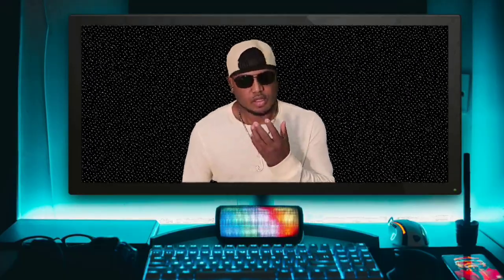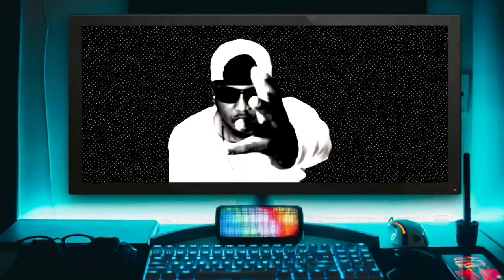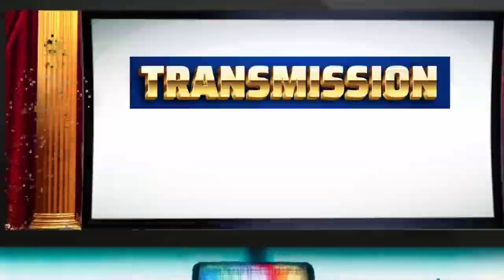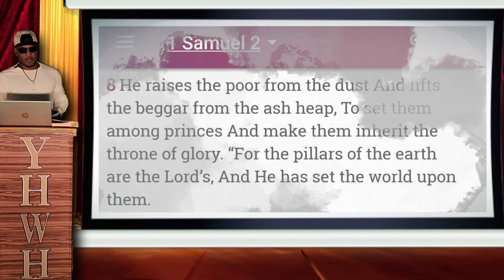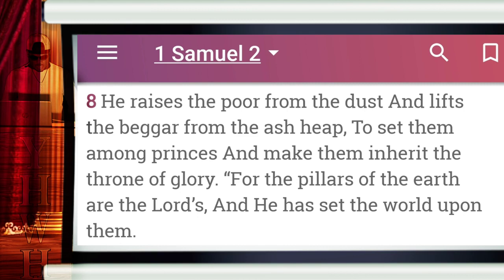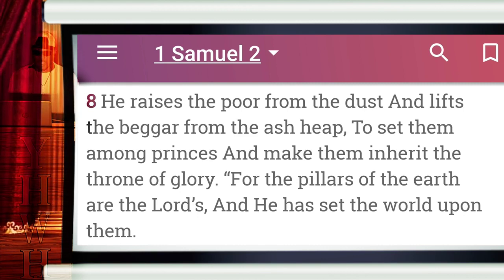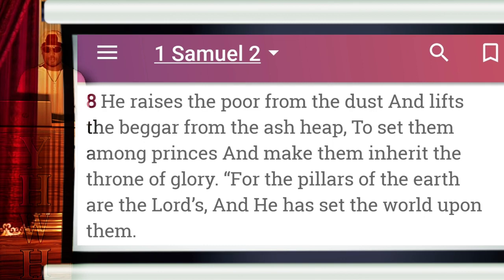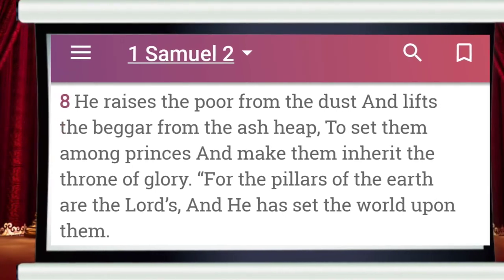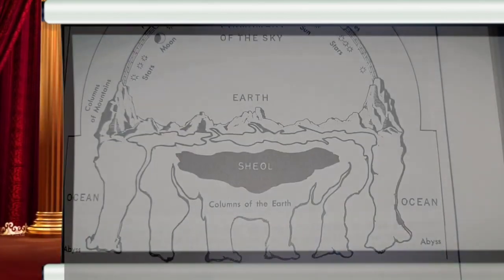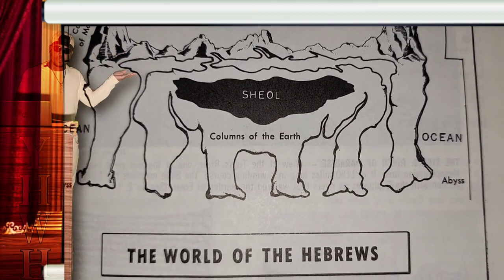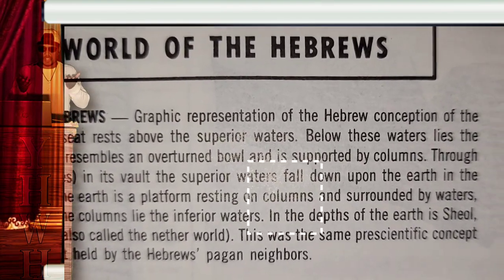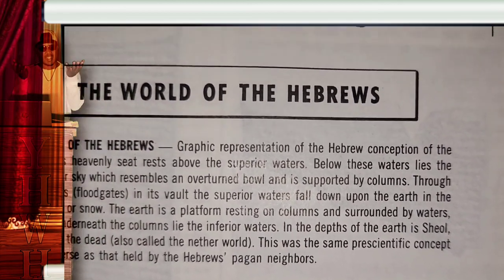Now, let's get back to more biblical truth. All right, let's go to 1 Samuel chapter 2, verse 8. He raises the poor from the dust and lifts the beggar from the ash heap to set them among princes and make them inherit the throne of glory. For the pillars of the earth are the Lord's, and he has set the world upon them. The world of the Hebrews, the columns that the platform of the earth is resting on. These are the pillars. It's not a parable, because the earth is still, and it's on foundations, and it's resting on pillars.